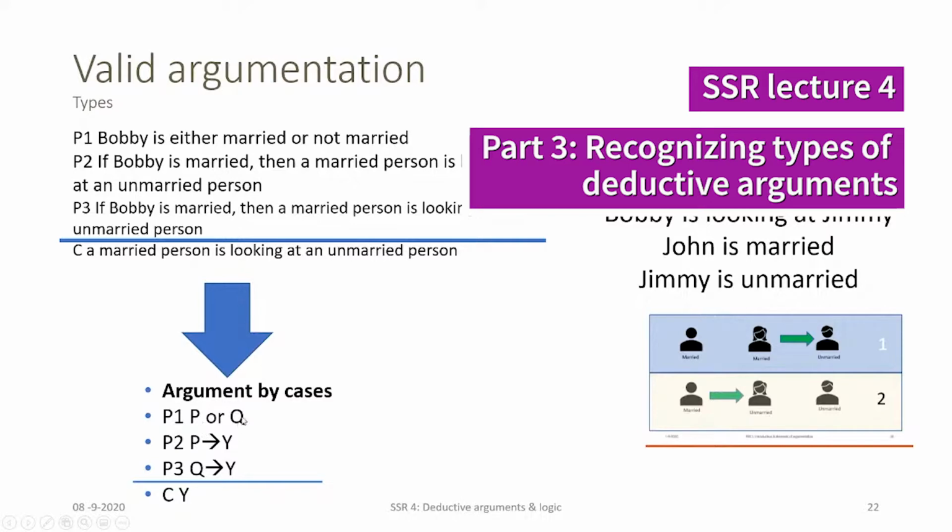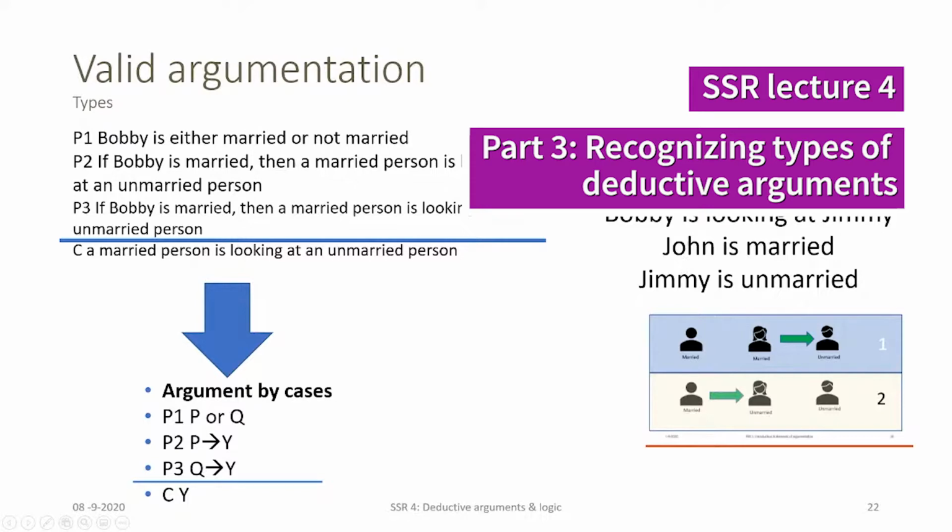Either P or Q is true. If P, then Y. If Q, then Y. Then it's necessarily the case, if we assume the first three premises to be true, that Y is true, the conclusion is true as well. Which sounds a bit abstract, but it's actually what we did last week when we talked about the problem of, is a married person looking at an unmarried person, right?